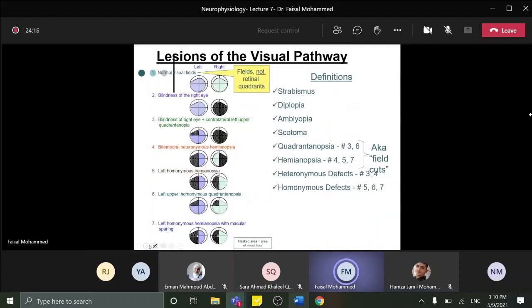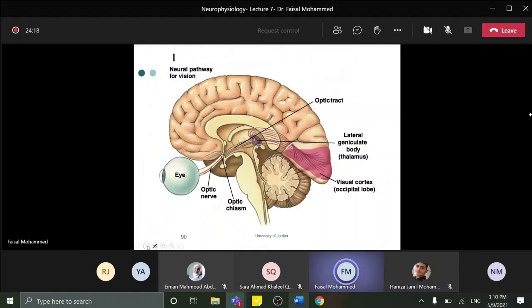Okay. This is the neural pathway from the eye في optic nerve بعدين في optic tract بروح هون لل lateral geniculate of the thalamus بعدين بروح على ال visual cortex وأكثر representation most of the representation here for the macula.